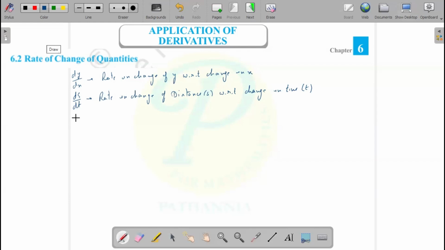And when you write down dy upon dx when x is equal to x1, it is called the rate of change of y with respect to change in x at a point when x is equal to x1.